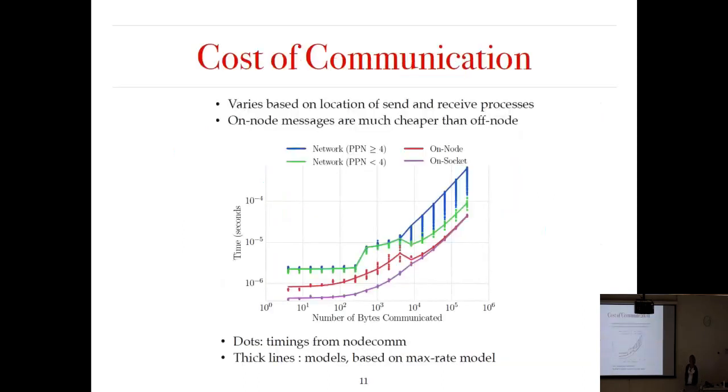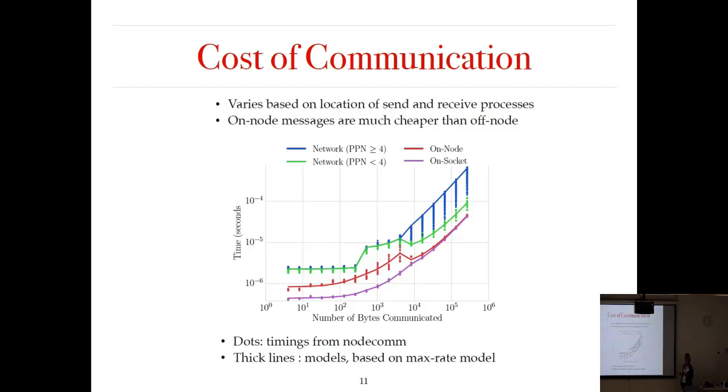So why is this important? If we look at the cost of communication, it really varies based on the location of the send and receive processes. So the on-node messages end up being a lot cheaper than the off-node messages. So if you look at this plot, the blue and green lines are for off-node messages. There are 2 different lines here.